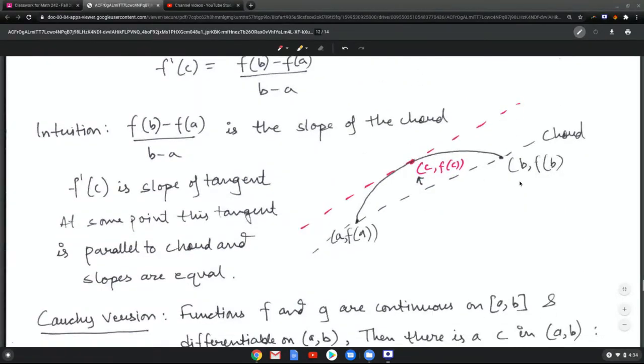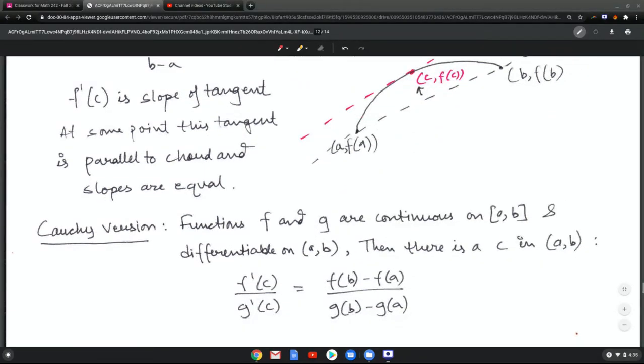Here's the intuition. Take any function, draw the chord. If you move the chord upward, it has to become this red line at some point, right? The slopes are equal because they are parallel. At some point, it's going to touch the curve at only one point, and that point is c.